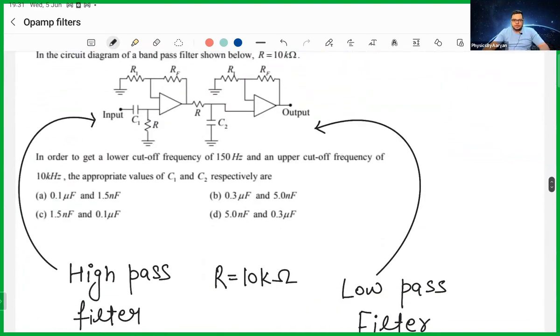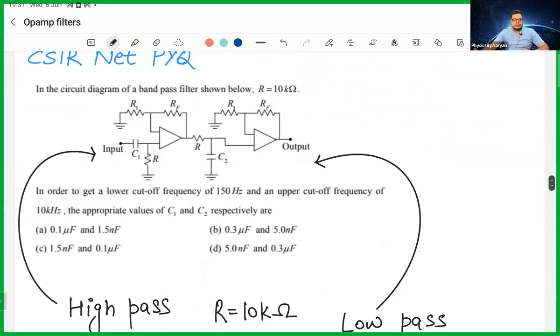Just by looking at the question, you can say what it is, and now you can read the question. They say that in a circuit diagram of a band pass filter, the resistance is 10 kilo ohm. And in order to get a lower cutoff frequency of 150, you don't want anything lower than 150. And the upper cutoff frequency is 10 kilohertz, and you don't want anything above 10 kilohertz. So you want everything in between.